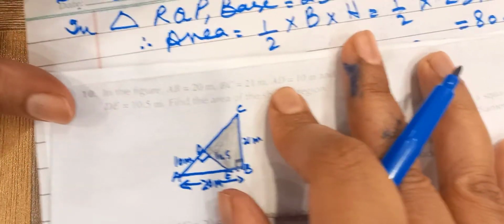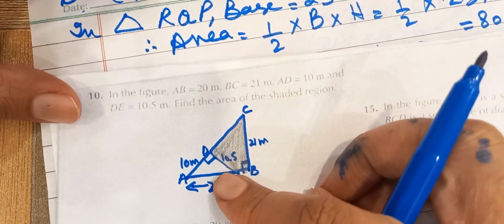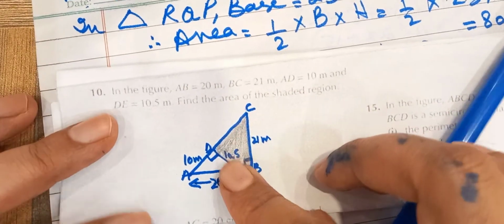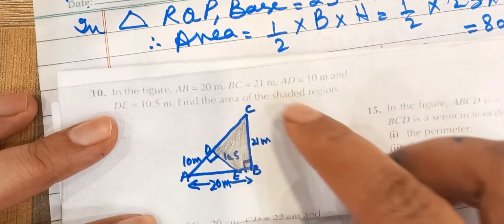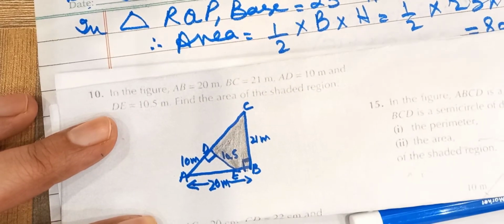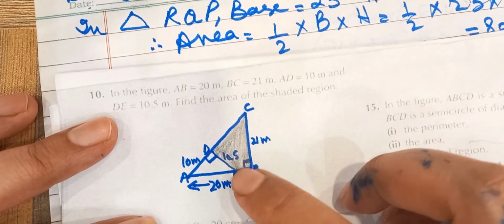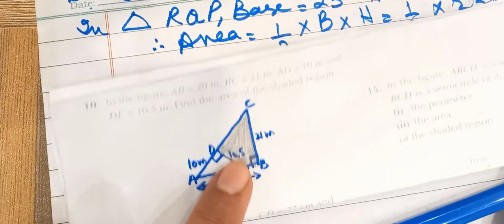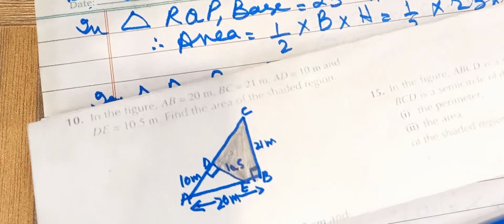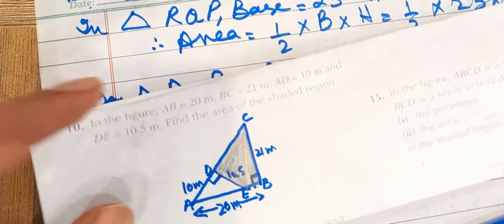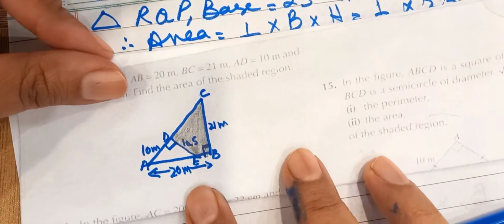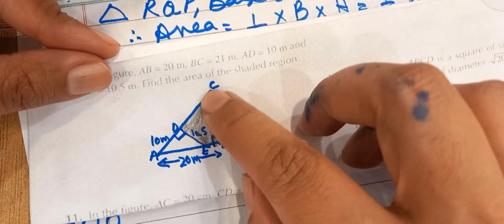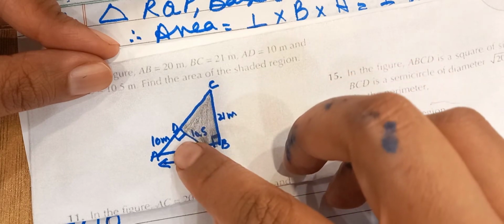Now question 10. In question 10 we are given this shape, which is of a triangle. There are two triangles in this shape. One, this big triangle, which consists of a small triangle. This is not a triangle because it has four sides. It would rather be a quadrilateral than a triangle, but it can be solved through triangles. Now this is a big triangle and this is a small triangle.